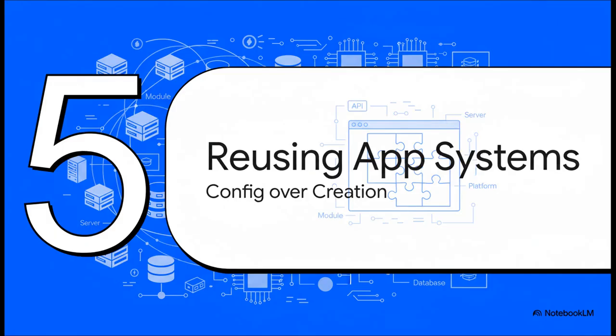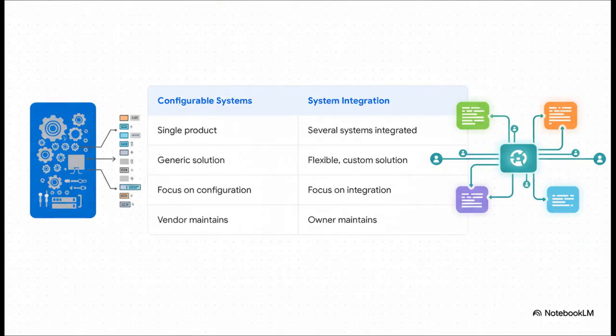All right, now we're moving up to the highest level of reuse, reusing entire application systems. At this scale, the focus shifts away from writing code and moves towards configuring and integrating huge pre-built software packages. You'll often hear these called commercial off-the-shelf or COTS systems. This approach usually comes in 2 main flavors.